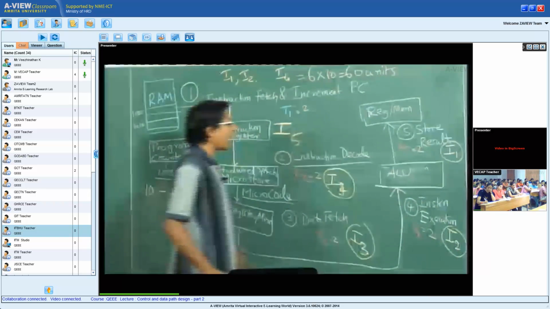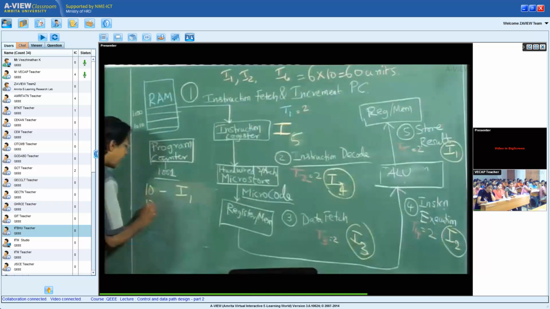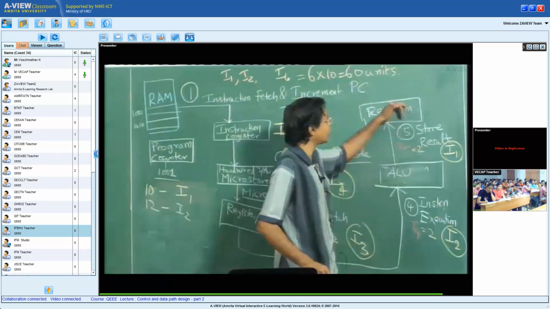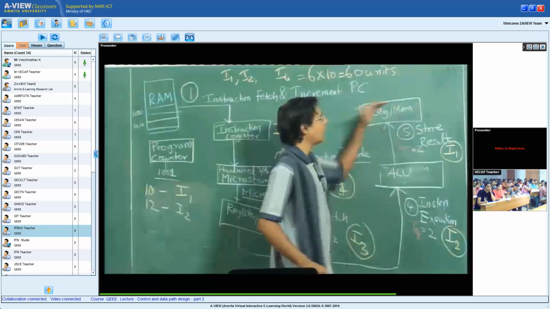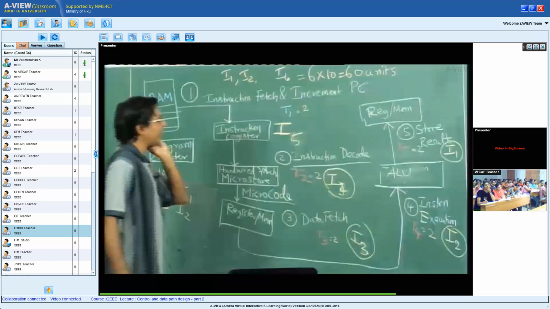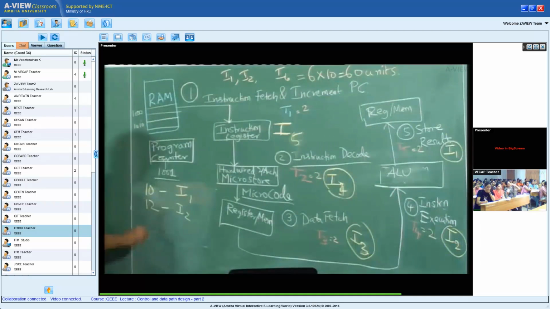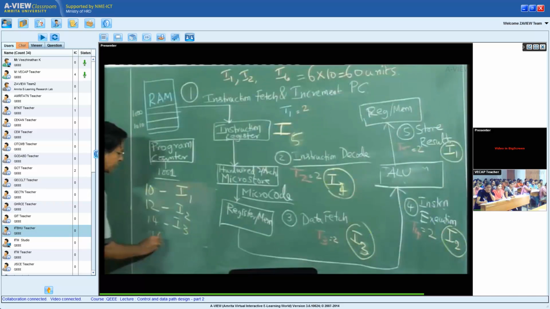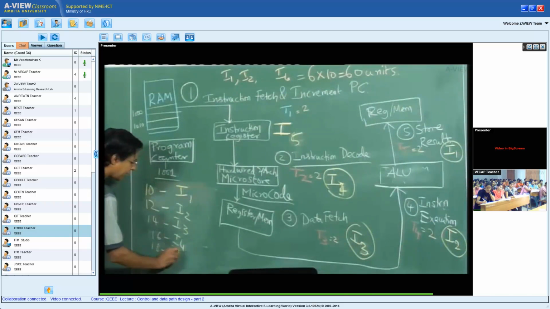When will you get I2? At the end of 12 units, because I2 has progressed to this stage when I1 is storing its result. So I2 will be done at 12 units. At 14 units you are going to get I3, at 16 units you are going to get I4, at 18 units you are going to get I5, and at 20 units you are going to get I6.